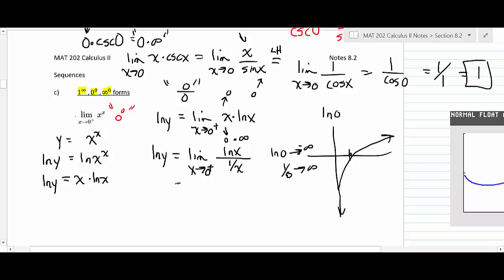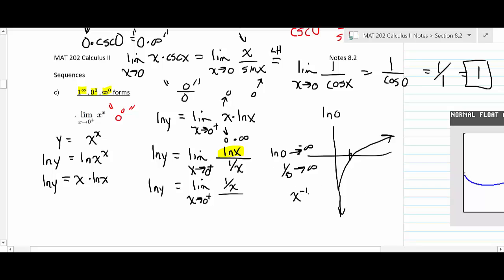So I'm only doing L'Hopital's rule on the right side. That doesn't have anything to do with that. That just keeps coming down. So we're going to go ahead and do L'Hopital's rule now and see what we get. So that's going to be the limit as x goes to 0 from the right-hand side. Okay, now it's easy. What's the derivative of ln x? 1 over x.